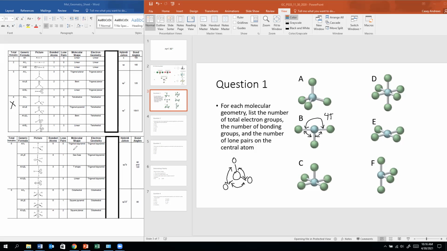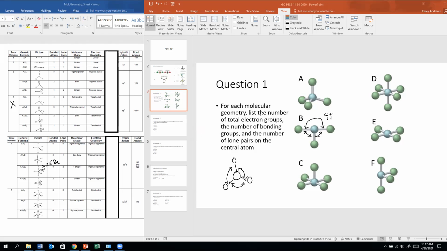AX3E2, well, that looks just like B, right? Remember, the X's here are bonded atoms. These little globs are lone pairs, so they're invisible to us. You will not see those on an actual model. So they're just showing where they would be if you could see them. So when looking at the geometry, just focus on the X's and the A's. So B looks like this T. So that's what we're looking at.